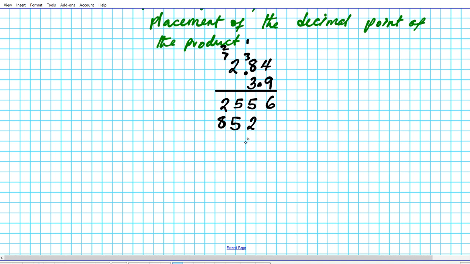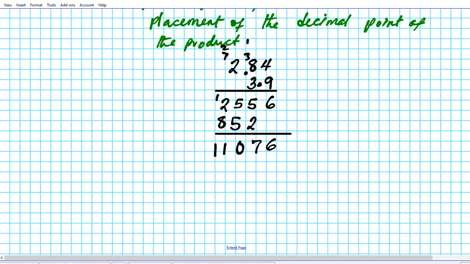All right, so we're gonna go ahead and add these numbers. So we have 6. 5 plus 2 is 7. 5 plus 5 is 10, so 0, carry 1, and then 1 plus 2 is 3 plus 8 is 11.